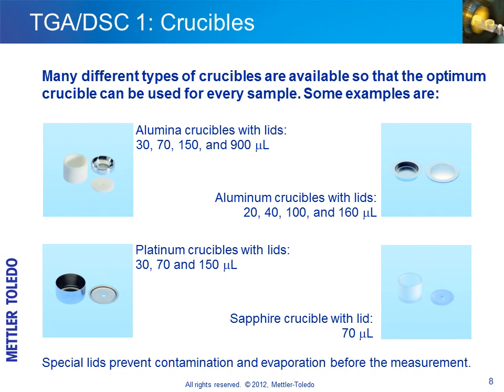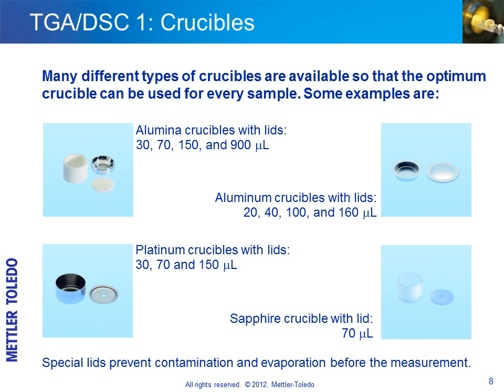Platinum crucibles are used to achieve a high-quality DSC signal. Aluminum crucibles are cheap and can be used for temperatures up to about 600 degrees Celsius. Sapphire crucibles are used to measure liquid metals at high temperatures. Other crucibles may also be used, depending on the sample and measurement requirements.